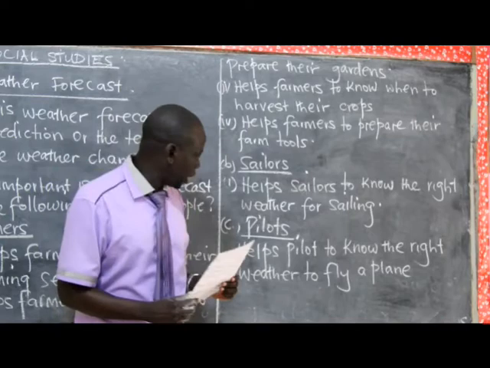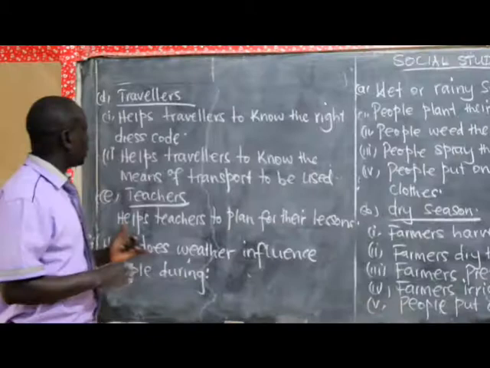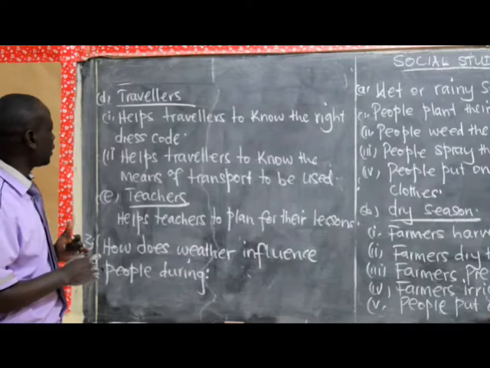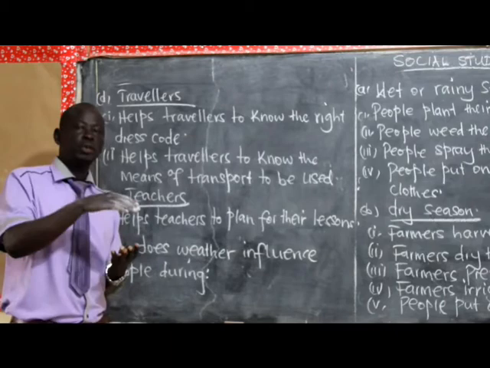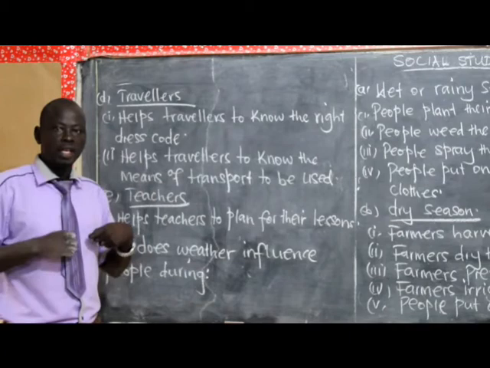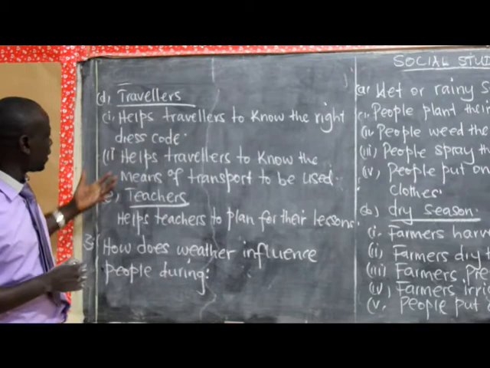We are also going to look at other people like travelers and teachers. So let's look at D, travelers. How is weather forecast important to travelers? It helps travelers to know the right dress code. For instance, if the prediction was that it is going to rain in the mornings, it prepares you as a traveler to put on a jacket or a heavy or waterproof cloth. So that's to a traveler. Also, at the same time, it helps a traveler to know the means of transport.